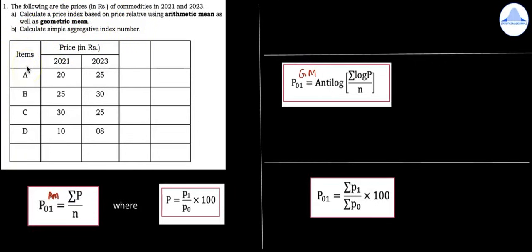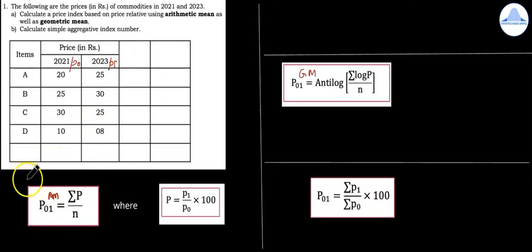So the first step is they have given us 4 items and they have given us the price in the base year, that is 2021, and price in the current year, that is 2023. So the first step is to mark price in 2021 as P0 and the price in 2023 as P1. Now let us start with the first subdivision.